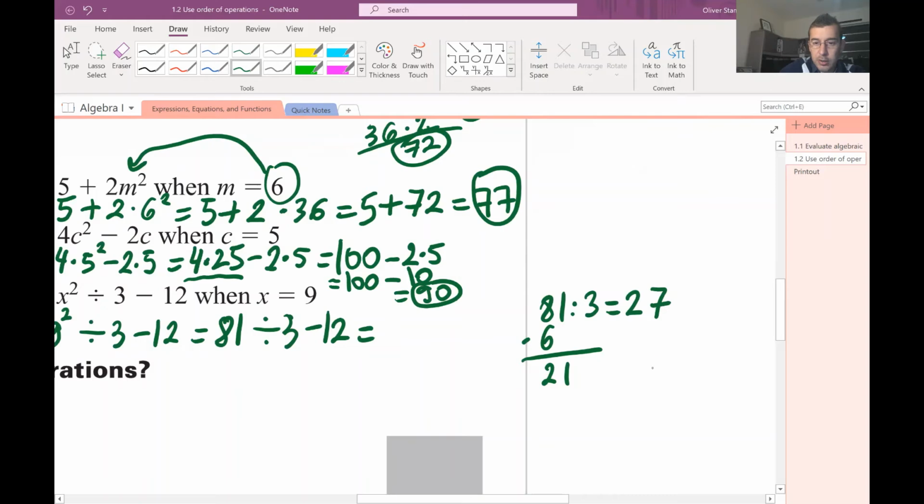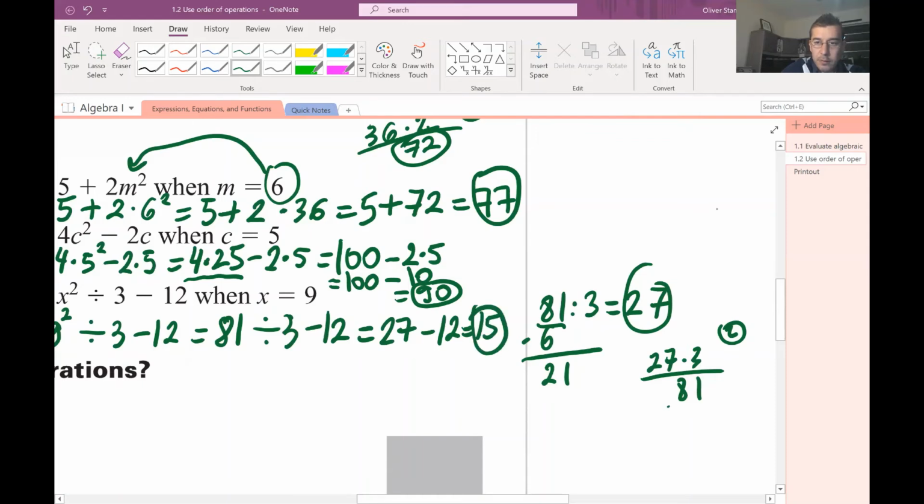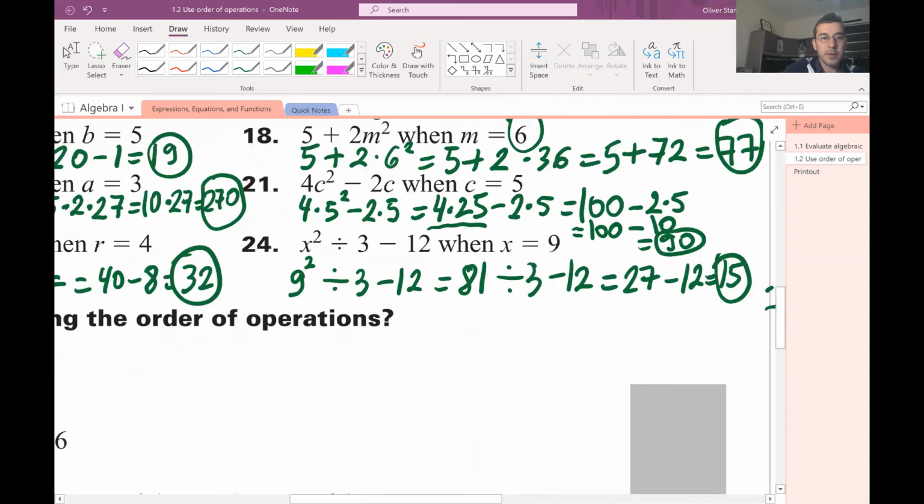If you want to check your work, it is 27 times 3. 3 times 7 is 21. 1 and 2, we remember. 3 times 2 is 6 and 2, 8. So it is correct. So 81 divided by 3 is 27. So 27 minus 12, that is what, 15. 27 minus 12, right? 7 minus 2 is 5. 2 minus 1 is 1. So 15. That's the answer for 24.